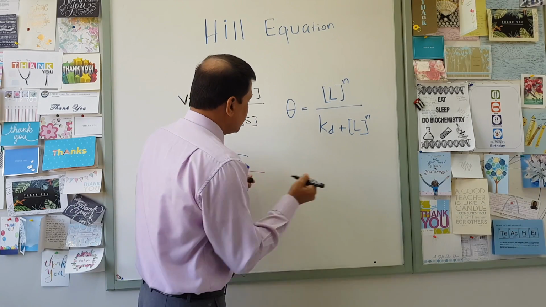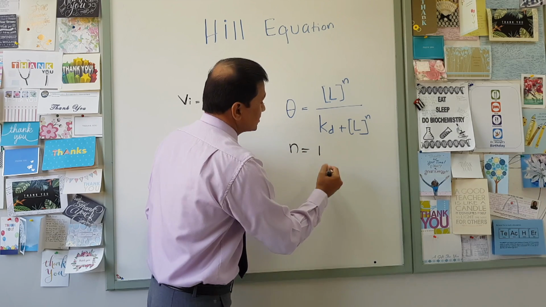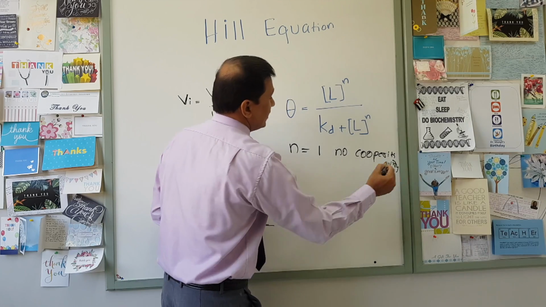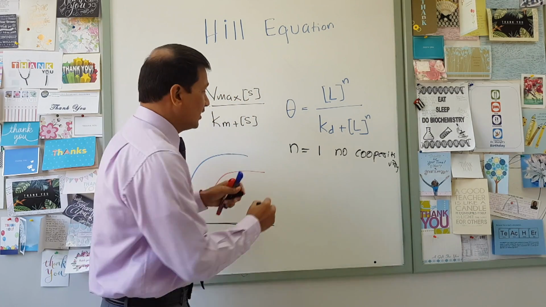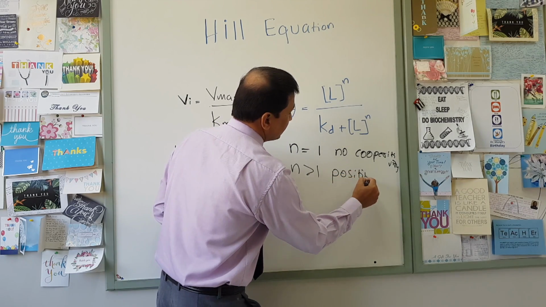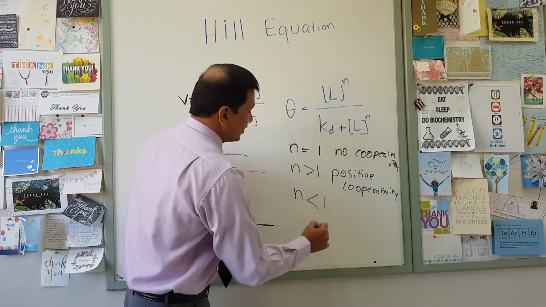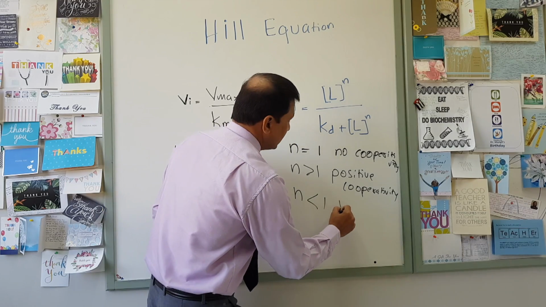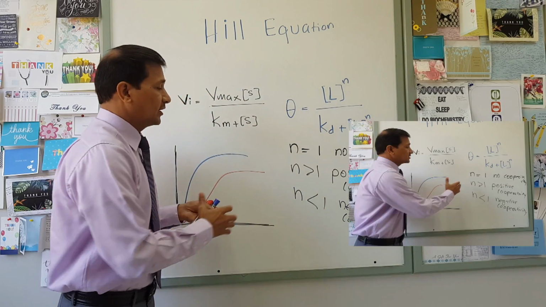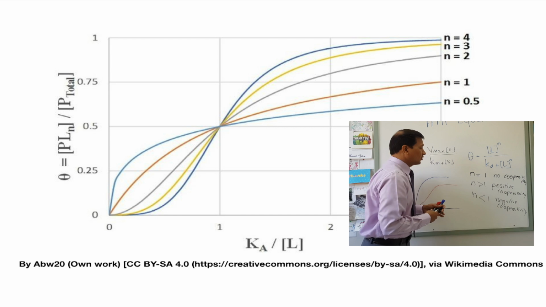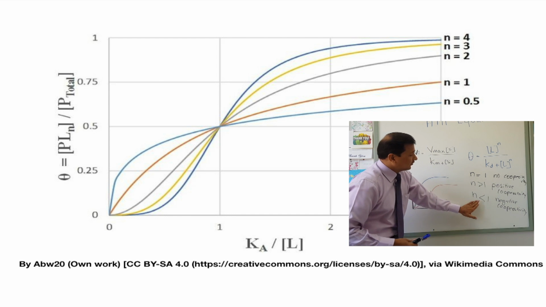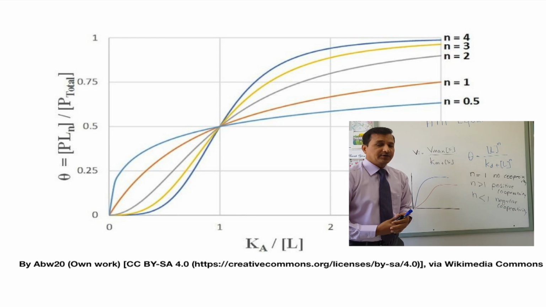So when the Hill coefficient equals 1, that means there is no cooperativity running in that particular protein. If n is more than 1, that is positive cooperativity. And if the Hill coefficient is less than 1, it is negative cooperativity. So this is what the Hill coefficient indicates. Hill coefficient equal to 1, no cooperativity. Hill coefficient more than 1, positive cooperativity. Hill coefficient less than 1, negative cooperativity.